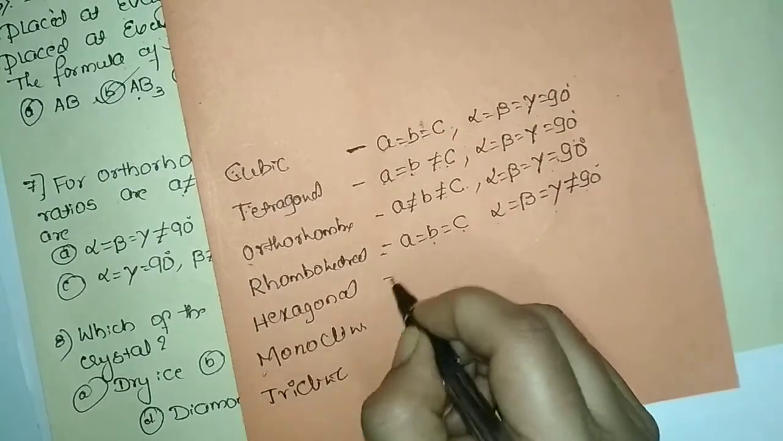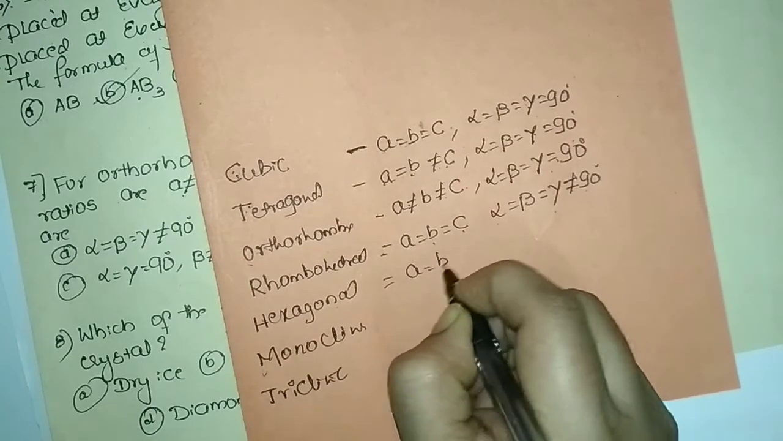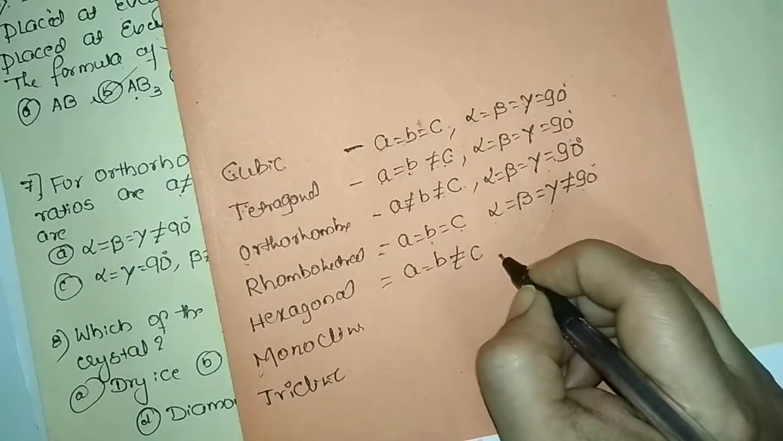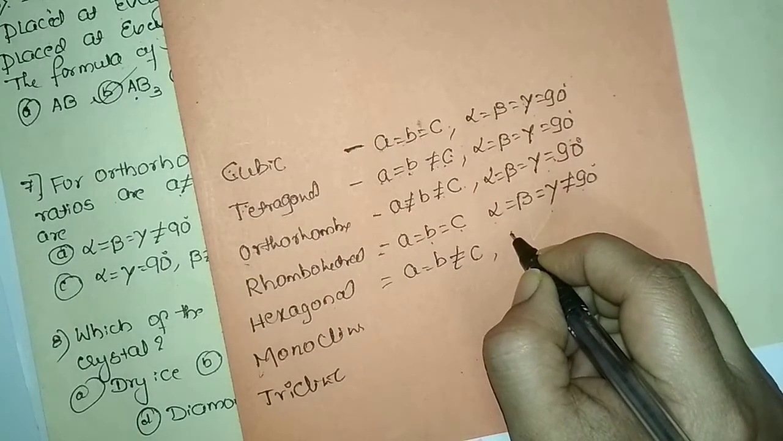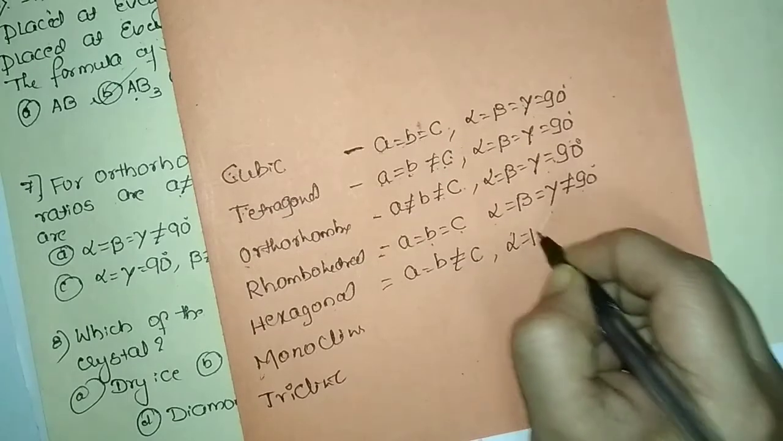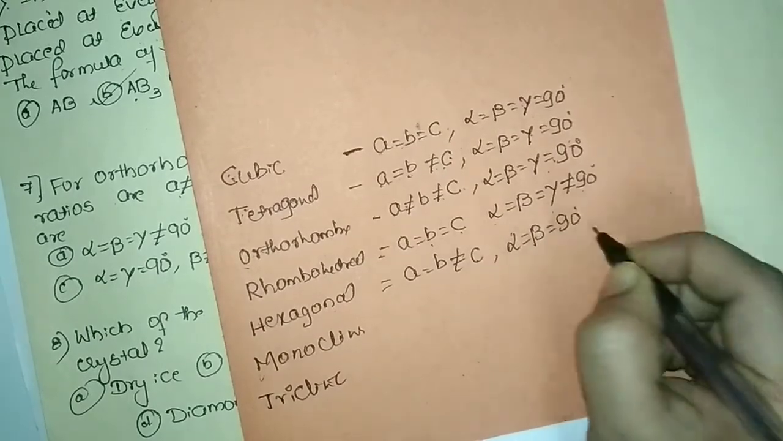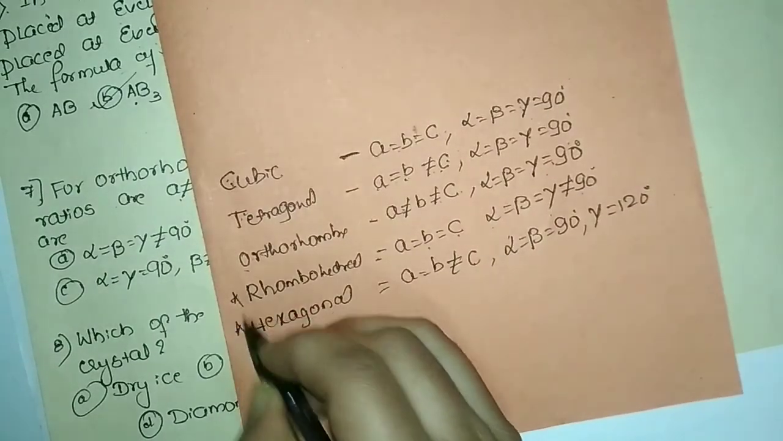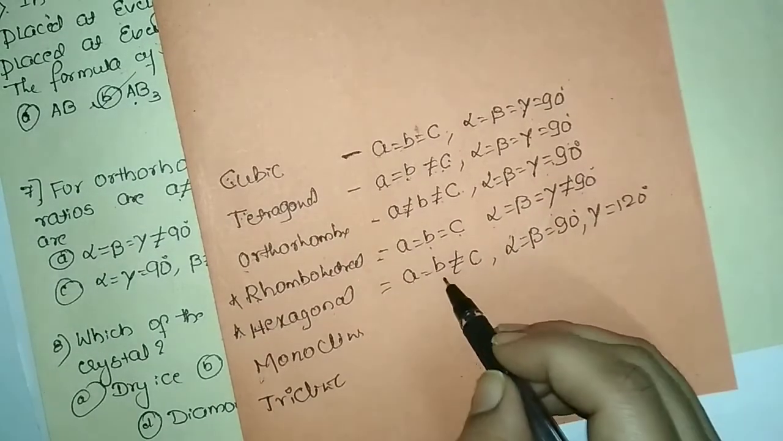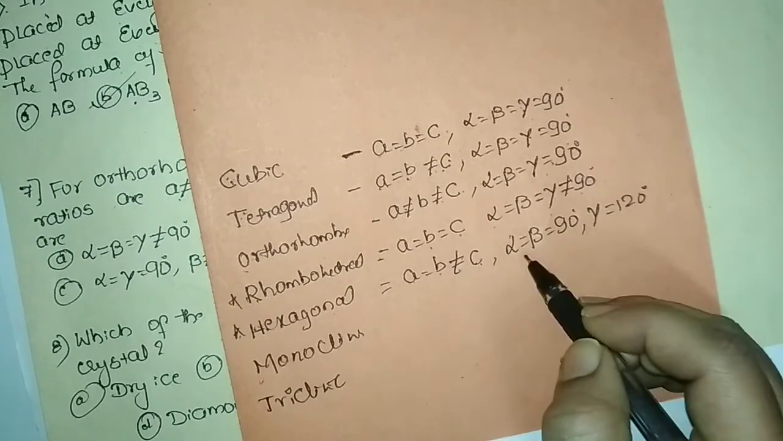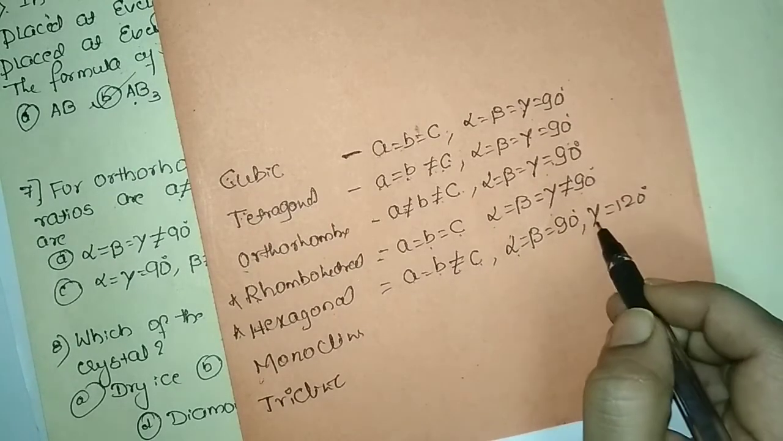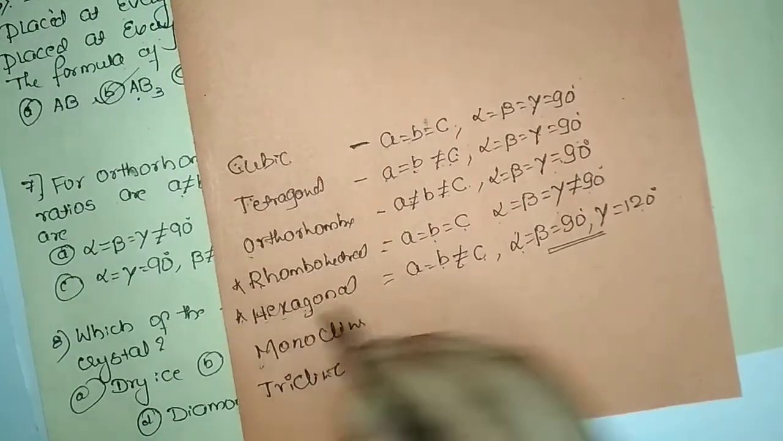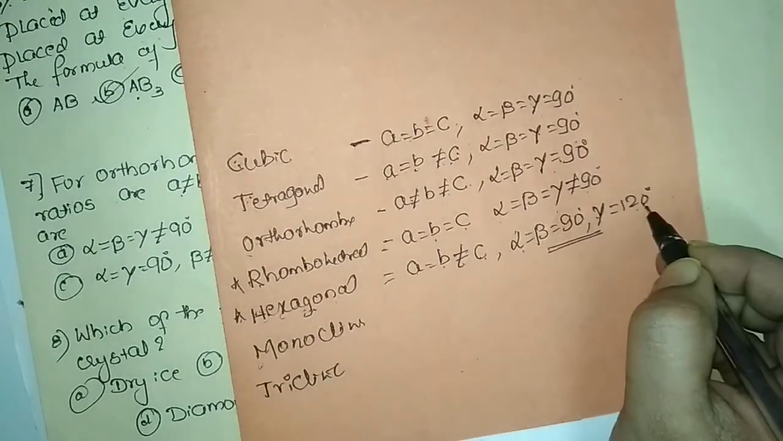Similarly, for hexagonal, A equal to B not equal to C. The second one is repeating, so the same table is repeated here. For hexagonal, you have to write alpha equal to beta equal to 90 degrees, where gamma equal to 120 degrees. Repeatedly your question will come on these two. A equal to B not equal to C, alpha and beta equal to 90 degrees, but gamma equal to 120 degrees. This is the only difference. Hexagonal, hexag gamma. That is how you have to remember.